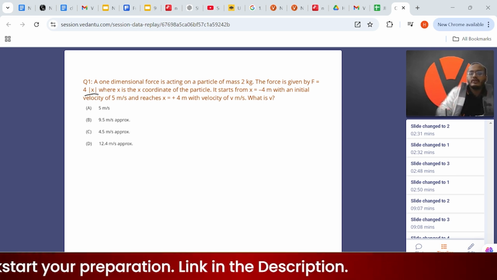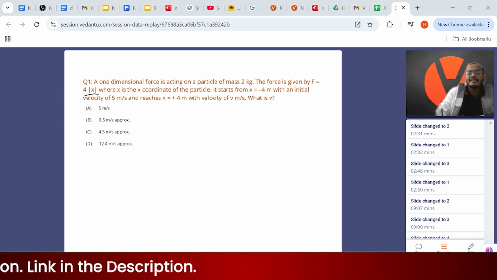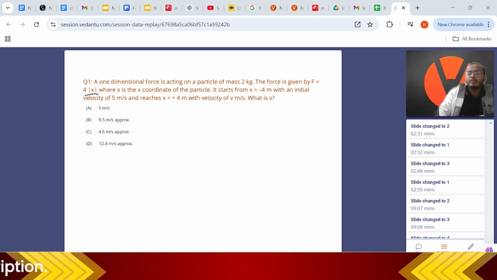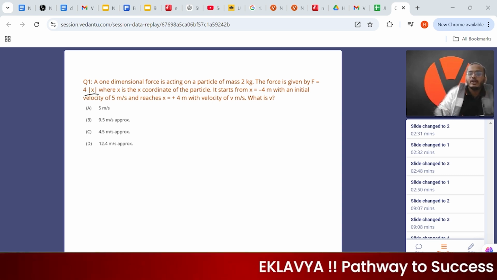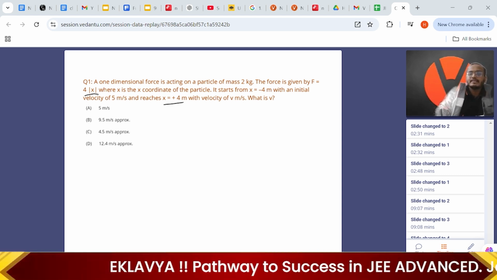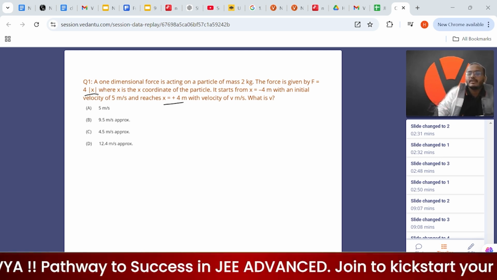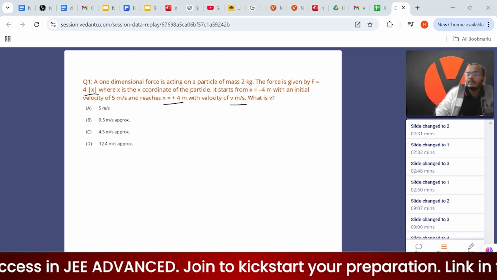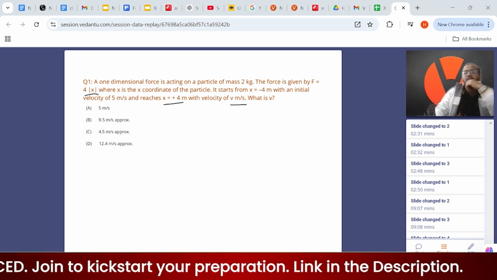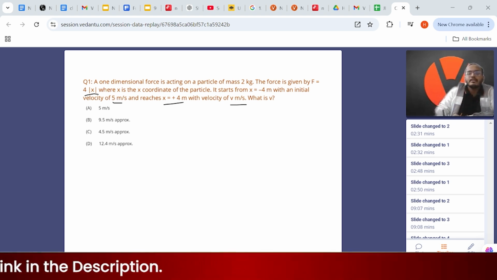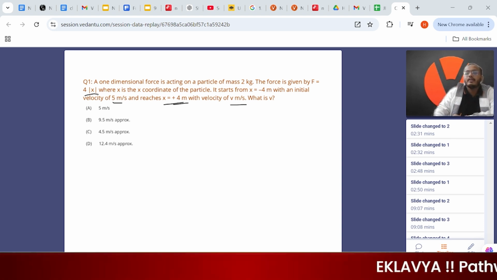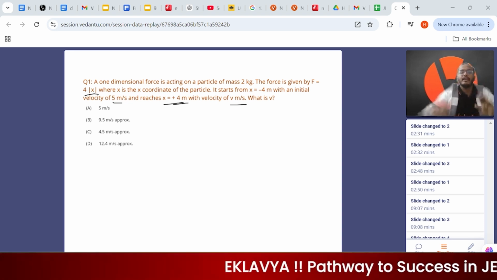It's a modulus function where x is the x coordinate of the particle, and it starts from x equals -4 with an initial velocity of 5 meter per second and reaches x equals +4 meter with a velocity of 5 meter per second. Okay, so first of all, you have been given the initial velocity and you need to find the final velocity, and you have been given the force. So there might be different approaches.